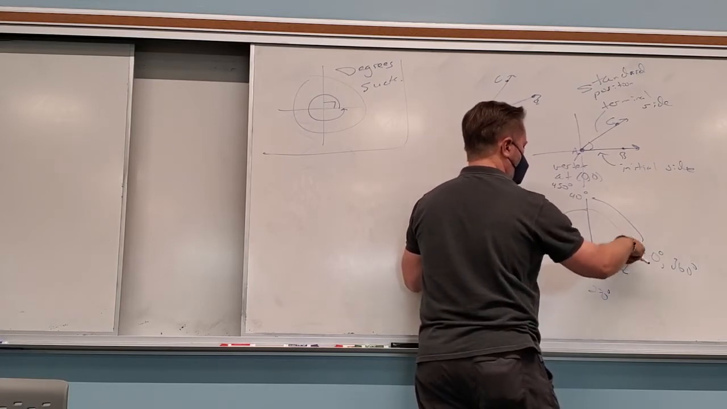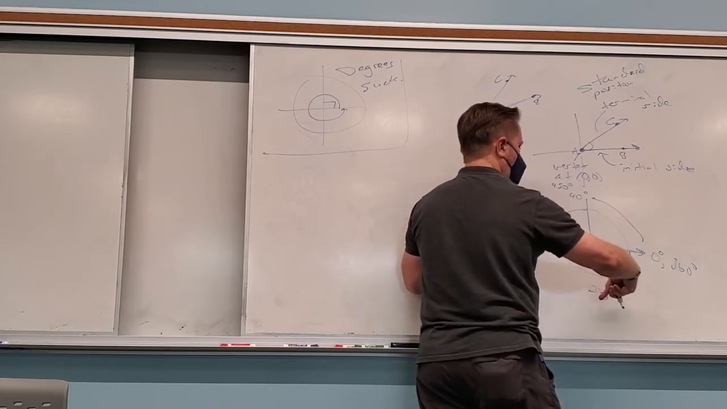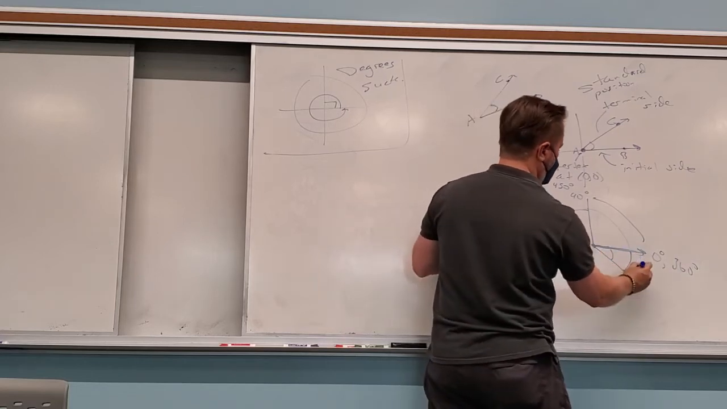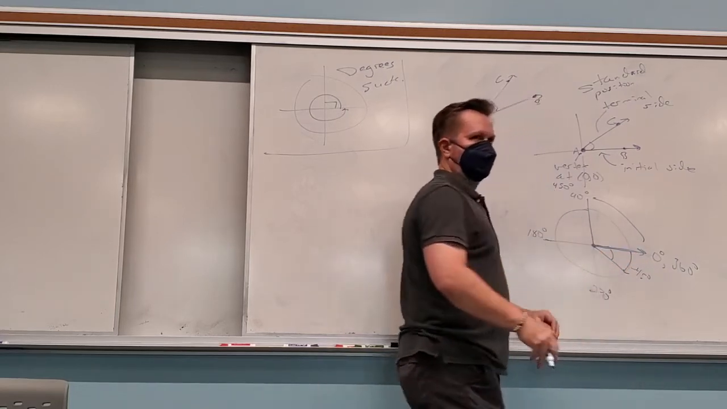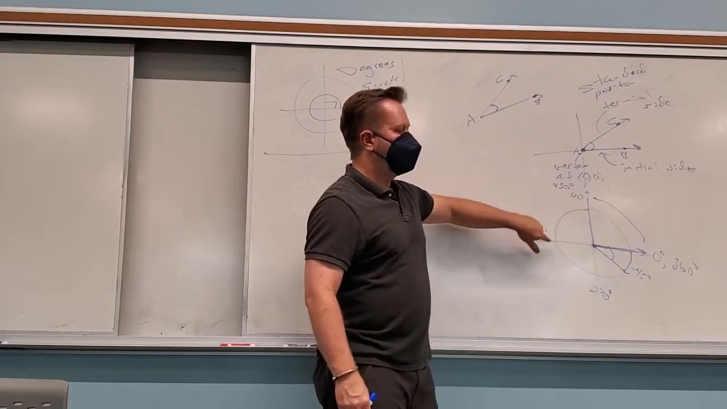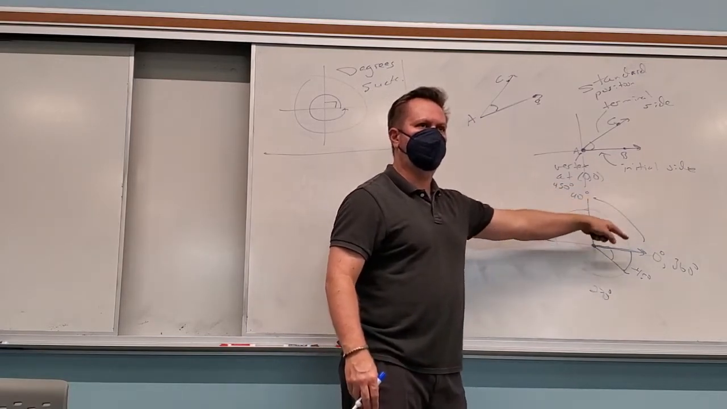What's special about this angle if I go this way? Negative. So this could be negative 45 degrees. If I move counterclockwise, it's positive. If I move clockwise, that's negative.